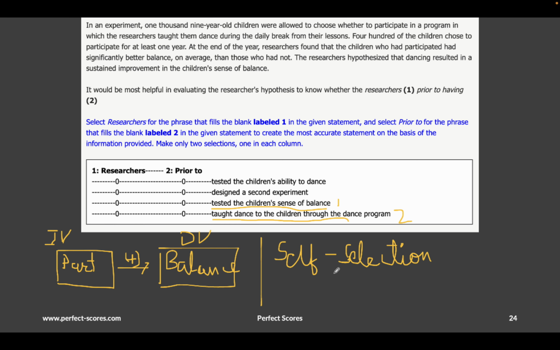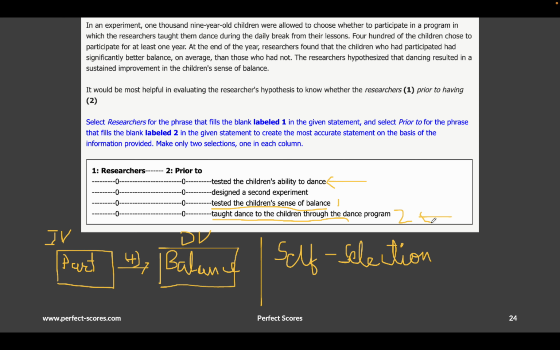I mean, one of the trickiest options here is this one, because this would also make sense before even testing their ability to dance. You should have tested their sense of balance before. But this number 2, this option, comes before this. You should do a random assignment basically into 2 groups, because we are actually putting children in 2 groups.